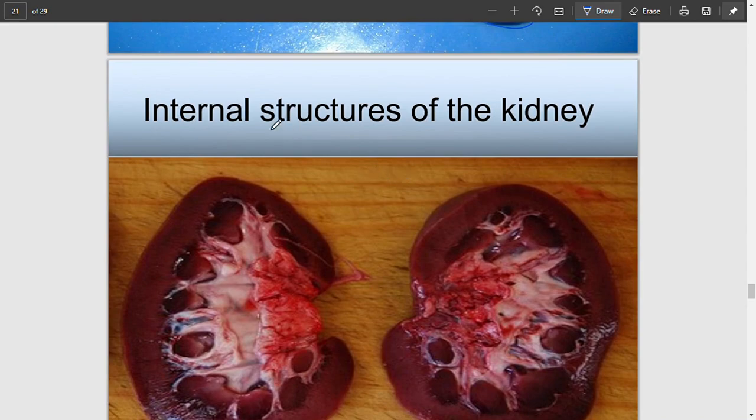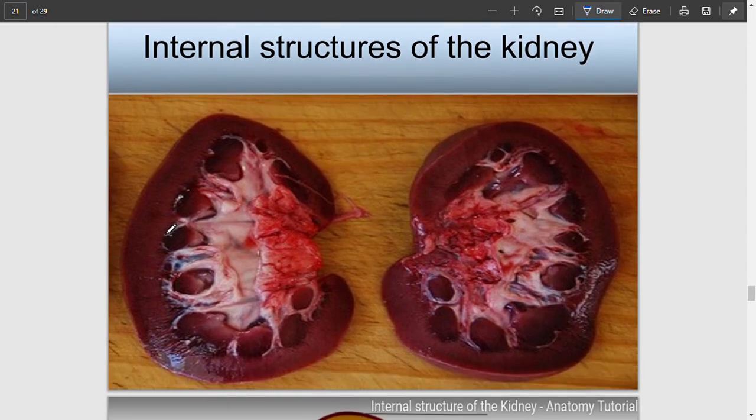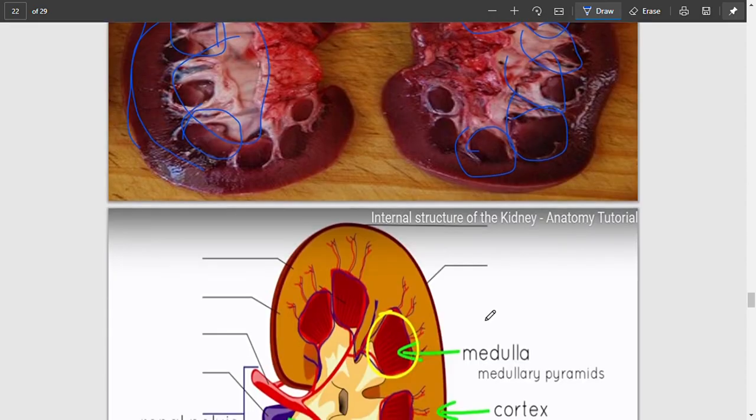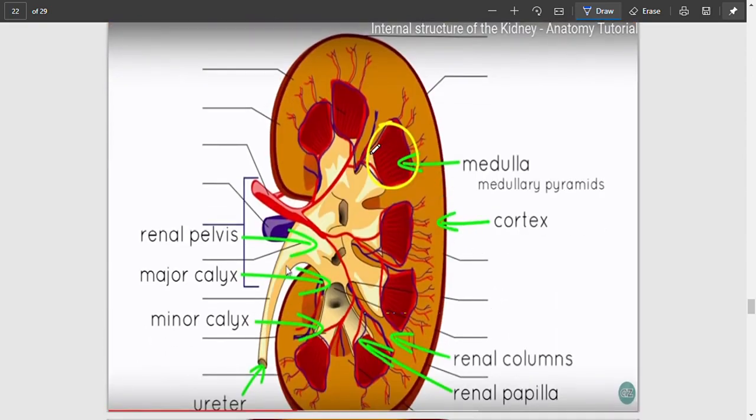The internal structures of the kidney are these. This is the cortex, this is the medulla, and these are the lobes of the kidney. As you can see, lobes. And here you can see the medulla, the cortex again, and the spaces between two lobes are called columns.